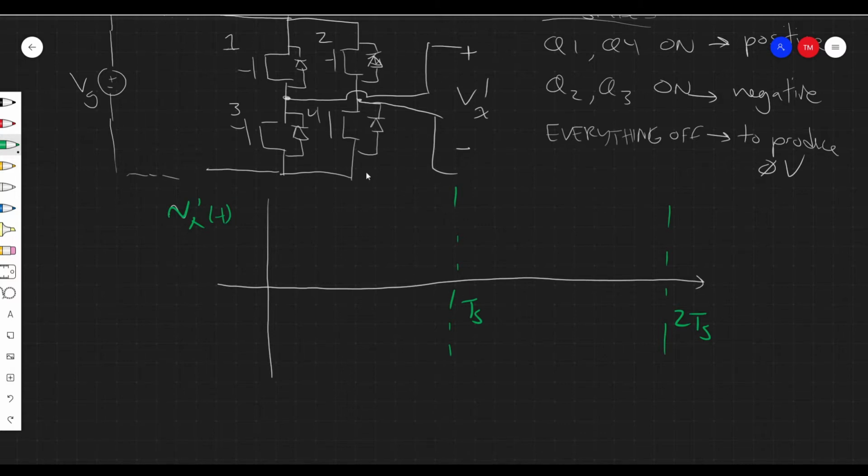So in the first portion of the switching cycle, we're going to provide a positive voltage, meaning Q1 and Q4 are on. So Q1, Q4 are going to conduct. What does that look like? Well, if Q1 is on, then this top node is going to connect to VG, and if Q4 is on, then this bottom node is going to connect to, well, this is ground. So that means that Vx prime is going to be VG.